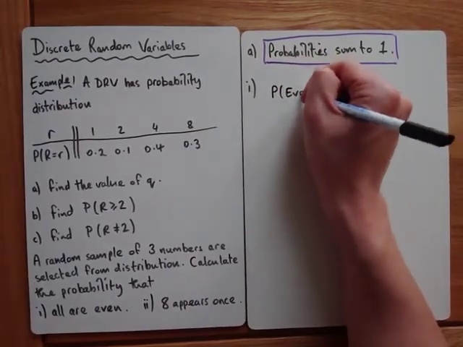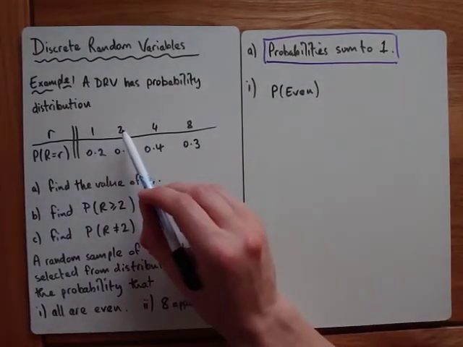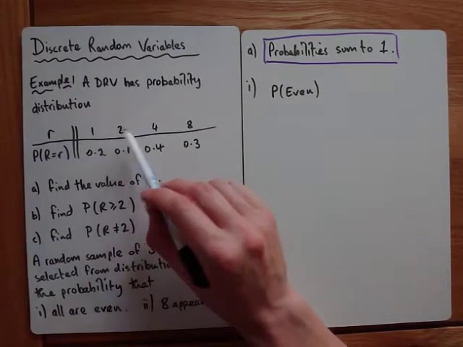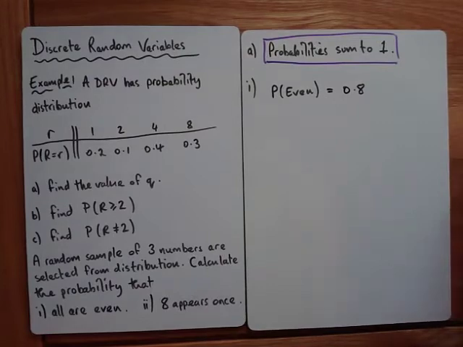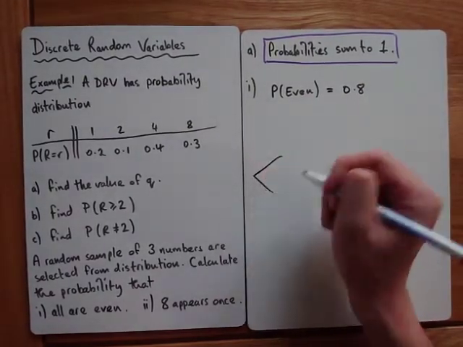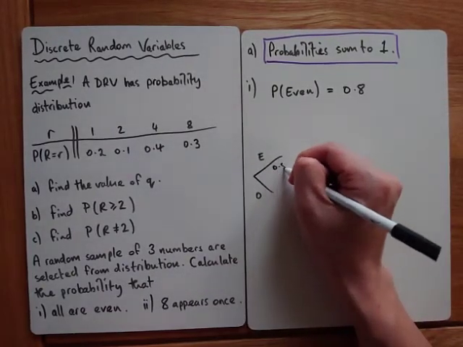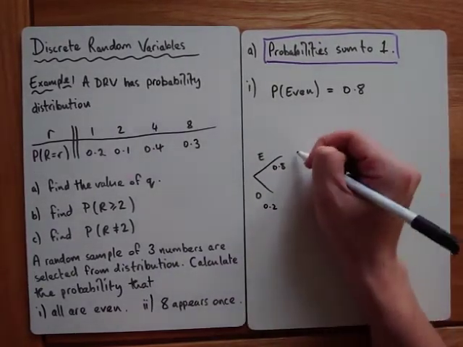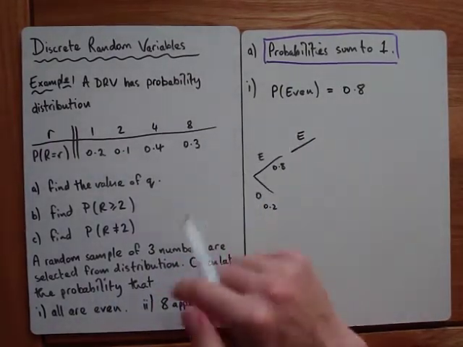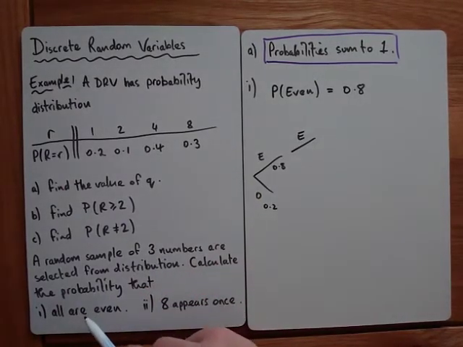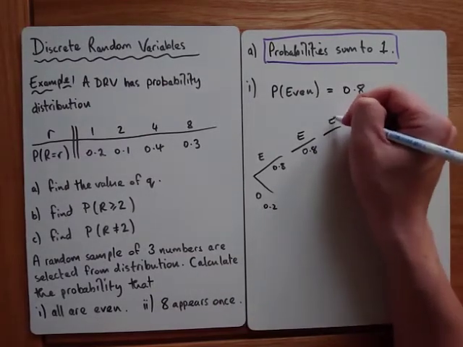Okay, so if they're all even, first of all, let's just think about what's the probability that it's even. If you spin it once, what's the probability of it being even? The outcome could be 2, 4 or 8 because they would be even numbers that it could land on. So the probability of it being even would be 0.8. And you can sort of visualize this as a tree diagram: it's either even or it's odd. Probability of being even is 0.8, probability of being odd is 0.2. And what we're looking for is, it's spun 3 times and it's even every time, so it's even, and then even again, and then even again.